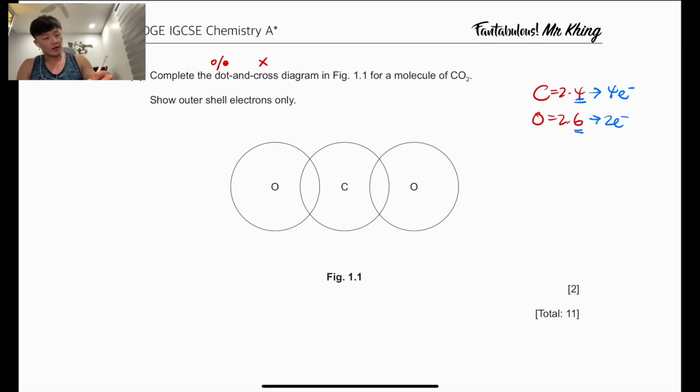So let's say oxygen shares 2. See, oxygen has 6 valence electrons, so it shares 2, and 4 more are unshared outside. Oxygen shares 2, 4 more outside. And then carbon shares 1, 2, 3, 4. That's it. So this is how it looks like. Next one.